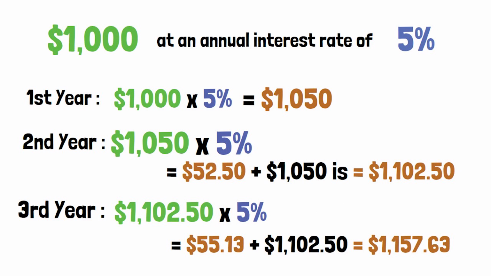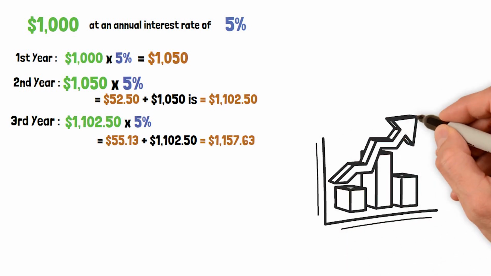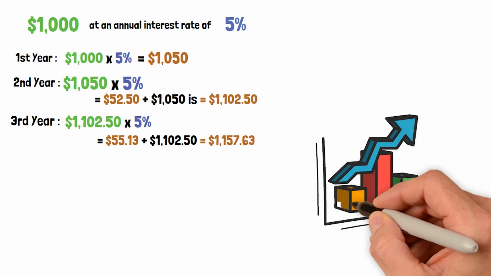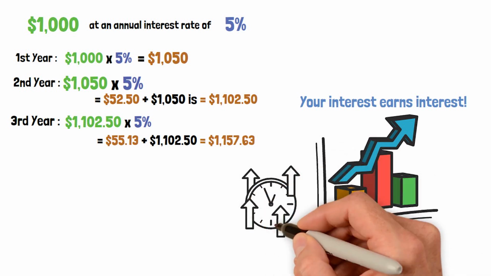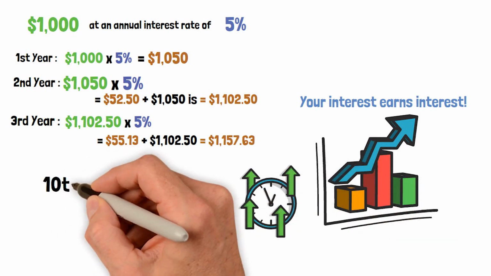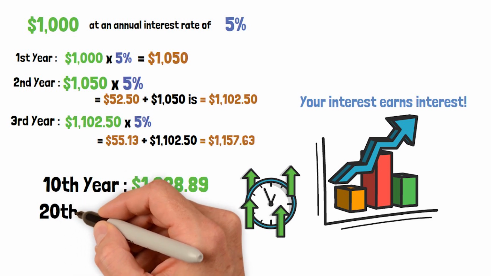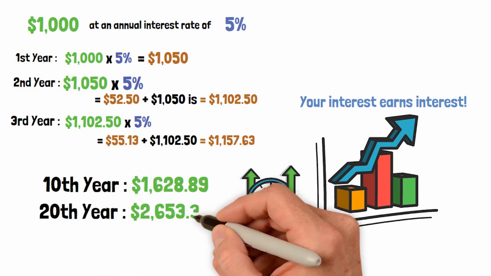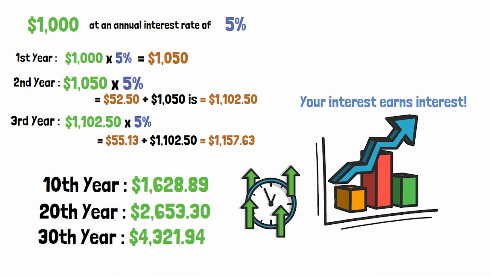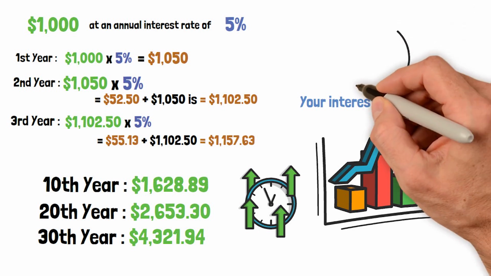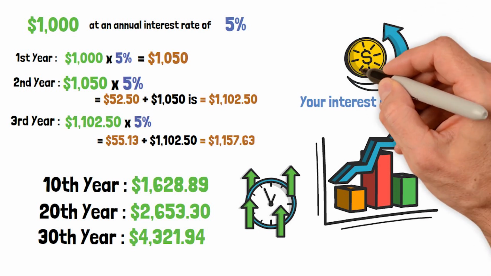$1,157.63. Notice how each year, the amount of interest you earn increases because you're earning interest on a larger amount each time. This is the essence of compound interest. Your interest earns interest. Over time, this growth accelerates. By the 10th year, your investment grows to approximately $1,628.89. By the 20th year, it's around $2,653.30. And by the 30th year, you have $4,321.94. This example shows how even a small investment can grow significantly over time, thanks to compound interest.